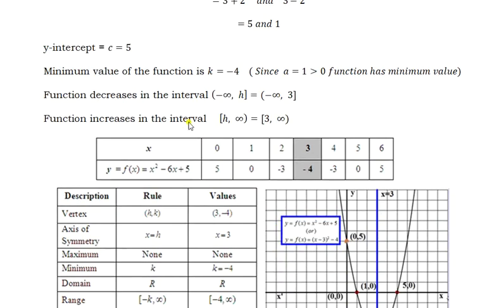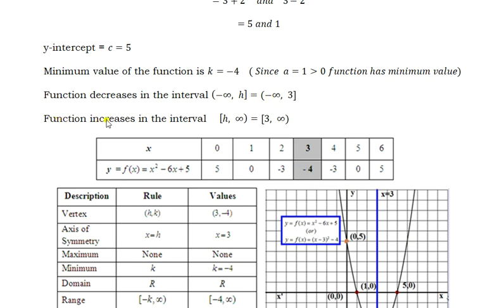So now we go back to the question. The function decreases in the interval. This is the rule: the function is decreasing in the interval open minus infinity, comma h, closed. What is h? The value of h is 3. We already have calculated the value of h. So just put the value here. So the function decreases in the interval minus infinity, 3.